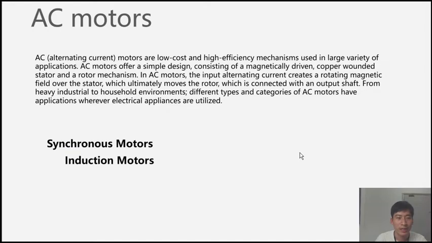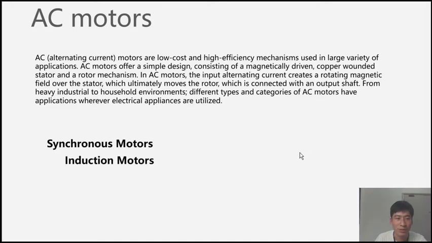AC motors are low-cost and high-efficiency mechanisms used in a large variety of applications. AC motors offer a simple design consisting of a magnetically driven copper-wound stator and a rotor mechanism. In AC motors, the input alternating current creates a rotating magnetic field over the stator, which ultimately moves the rotor, which is connected with an output shaft.